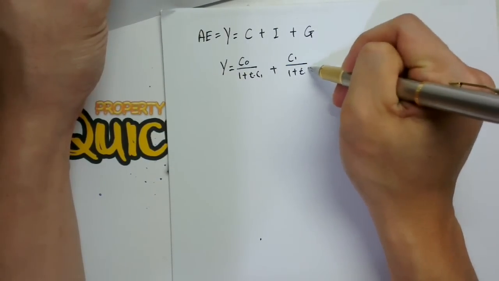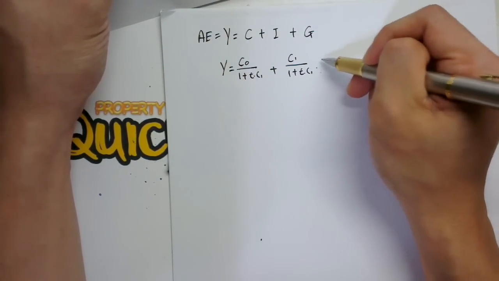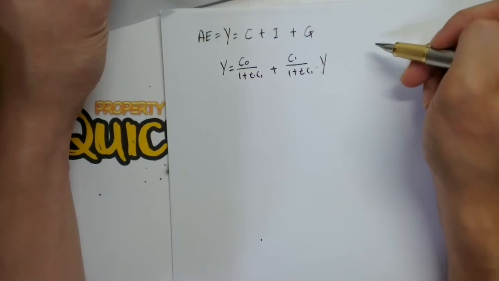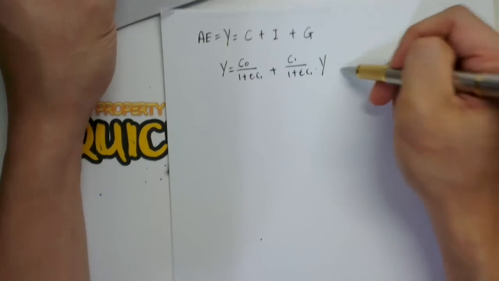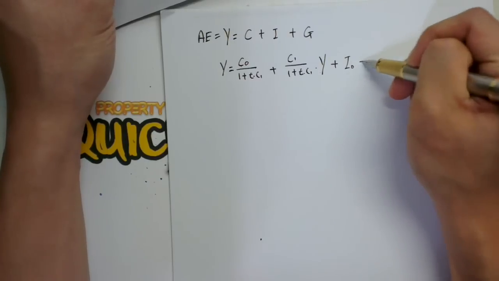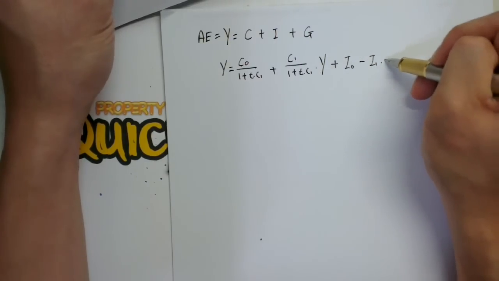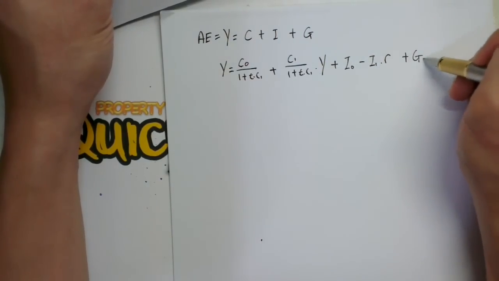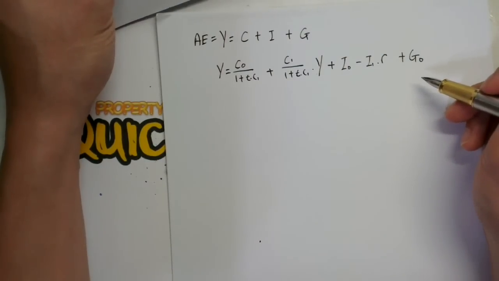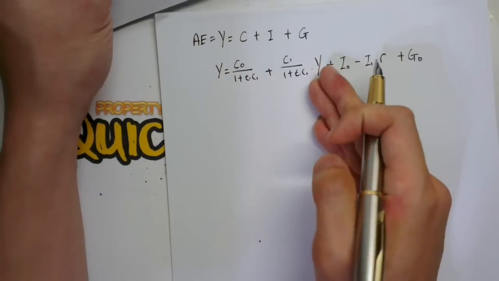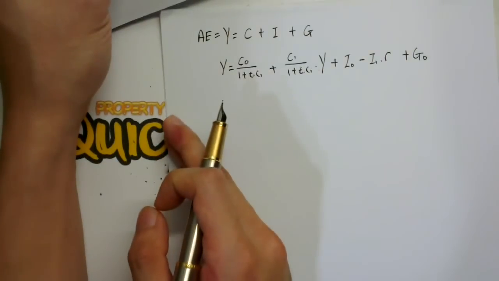Okay, times Y. Alright, and then I've got to add this thing also, my investment function. I'm going to put I1 times interest rates plus G naught, so government spending is exogenously determined. Likewise, now I'm going to bring all the items with the Y over to the other side.